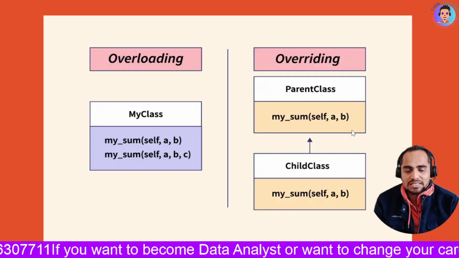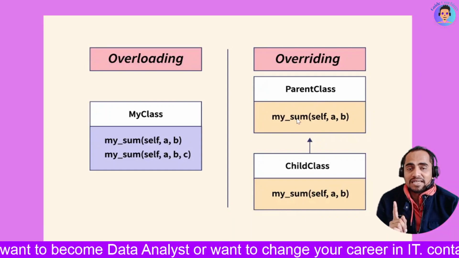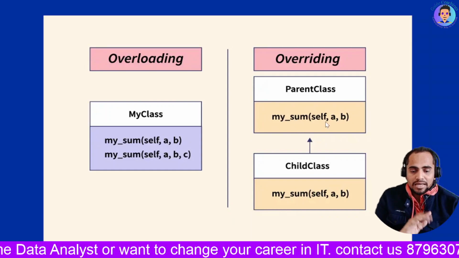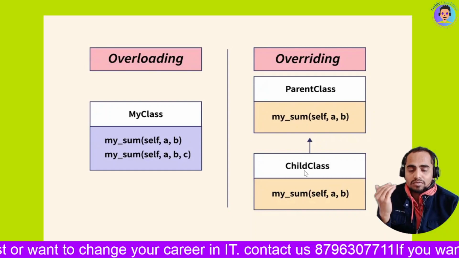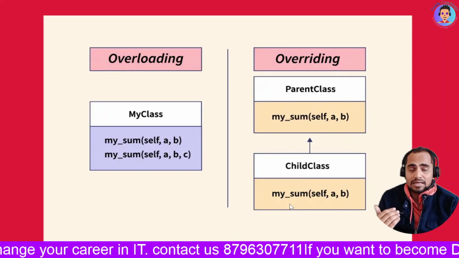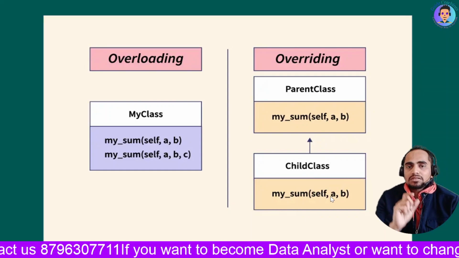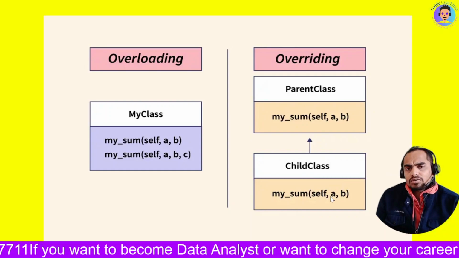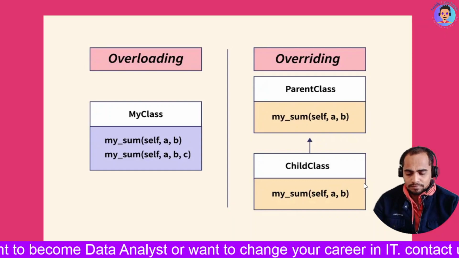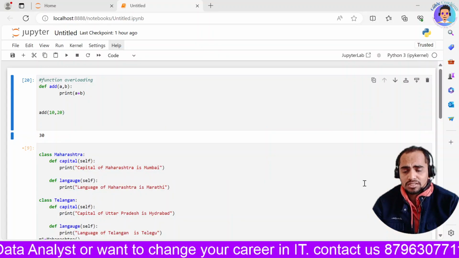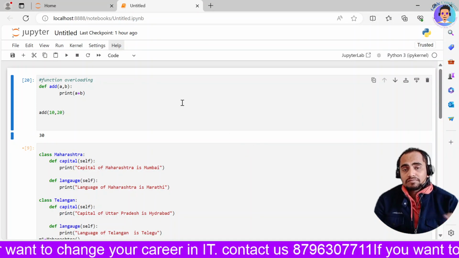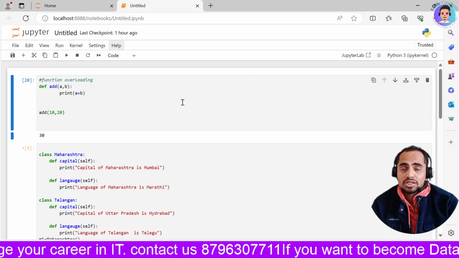Okay, so the base class has a function which is mysum, and it will have certain parameters. Then we have a child class which will have mysum, and it will have some calculation or some parameters. It could be the same length or it could be a different length. Now we'll quickly jump to the practical window. We'll see first of all function overloading.